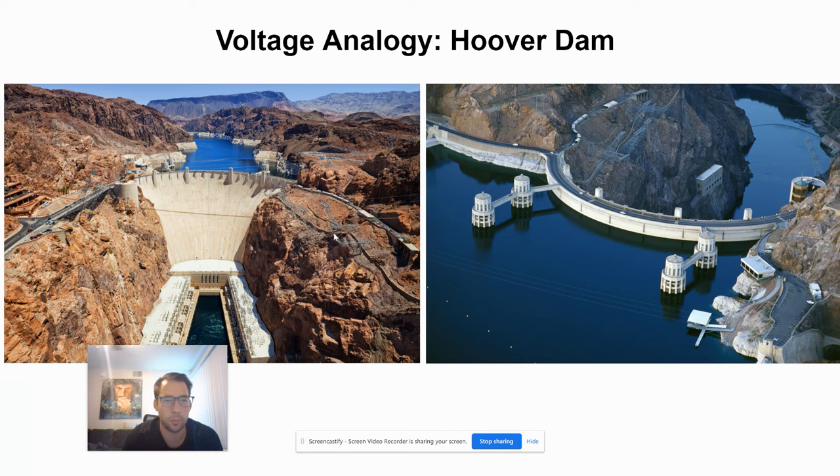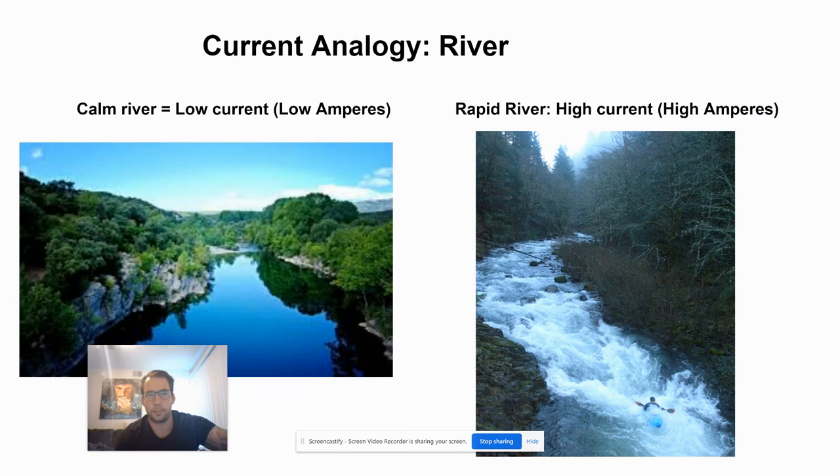If this dam were to break all of a sudden, all that water would flow through it. That's basically what a circuit is. The water molecules themselves represent electrons. Electrons are the moving part of a circuit. Current is how fast those electrons are moving through the circuit.